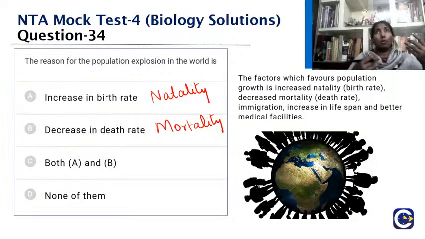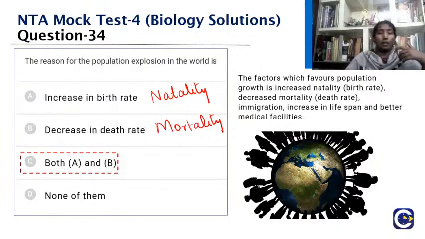Moreover, there are more people moving from one place to another, like immigration, and there is an increase in lifespan with the better medical facilities available today. So that is the reason for the population explosion, along with good care in terms of neonatal and maternal services. All these are increasing the birth rate also, and all this is leading to the population explosion. Yes, very good. That is the right answer.